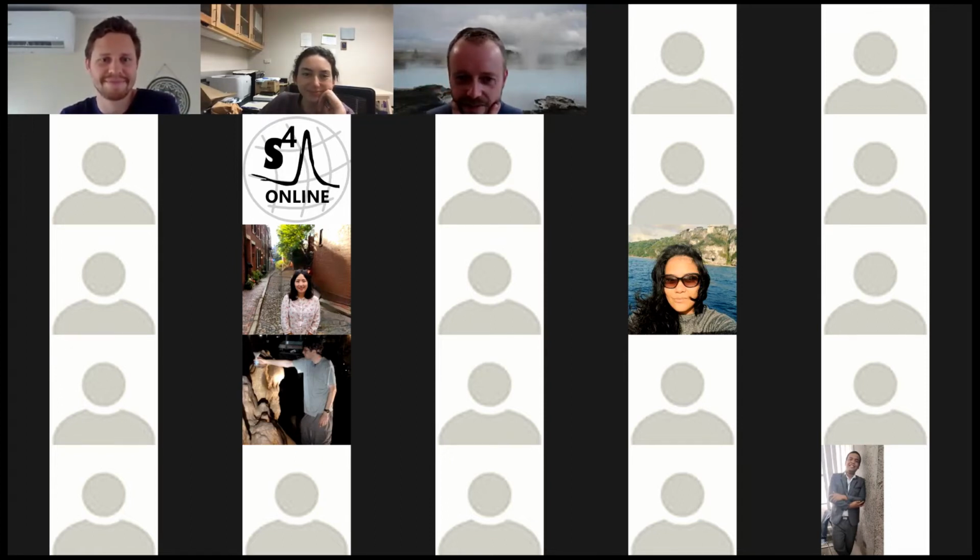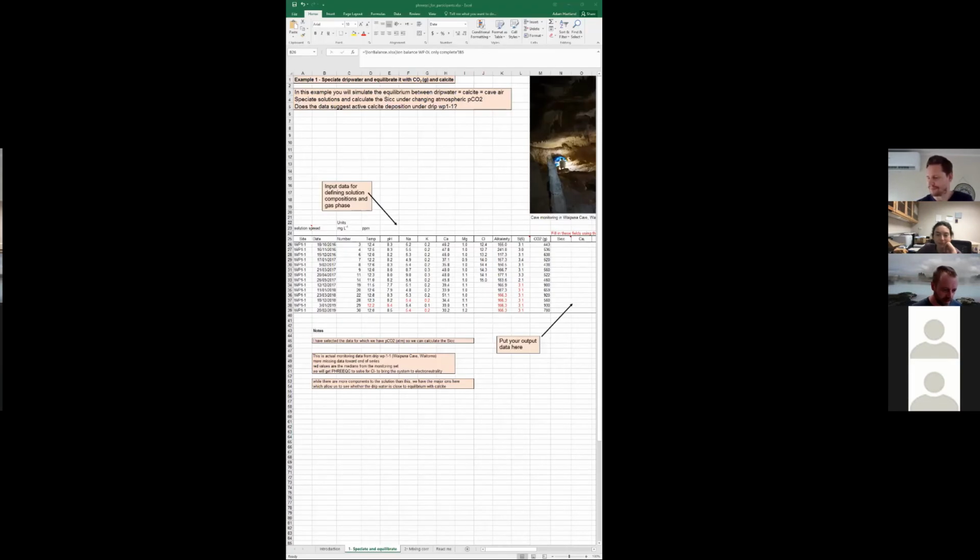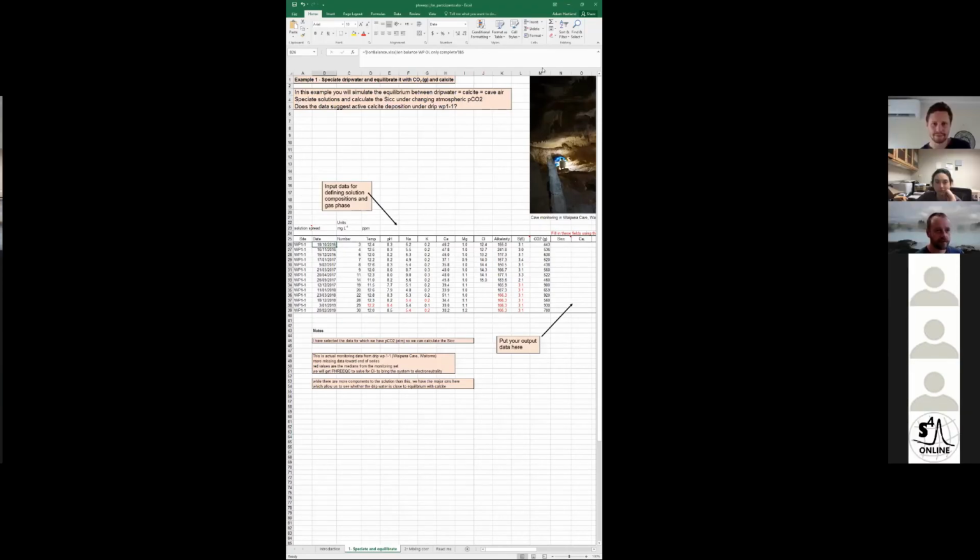Let's just go into the spreadsheet. Here we go. All right, so hopefully you can see the spreadsheet. So I've put in here, put your output data here. So initially, we got the saturation index value of 0.57.